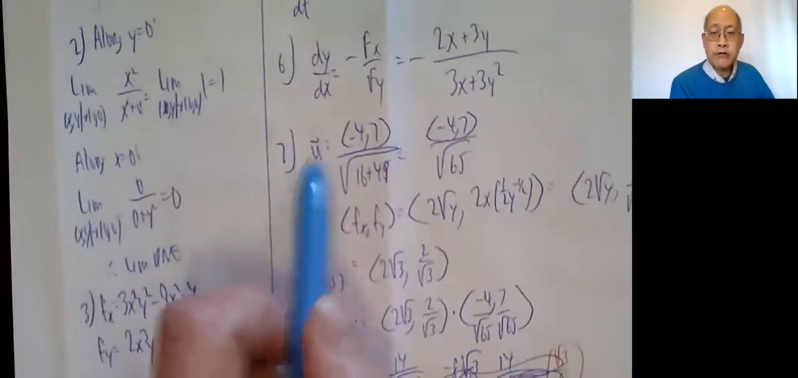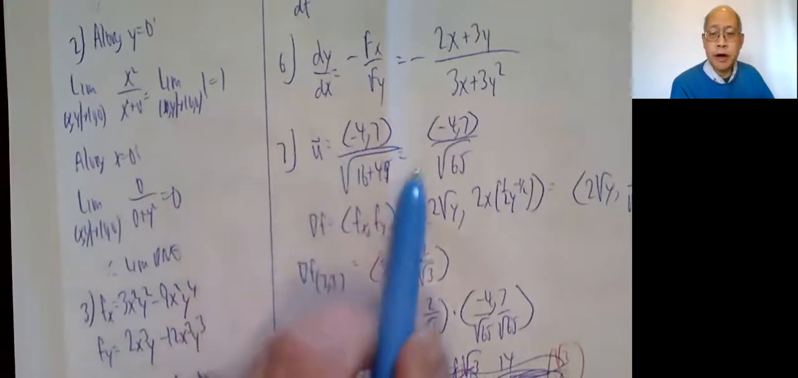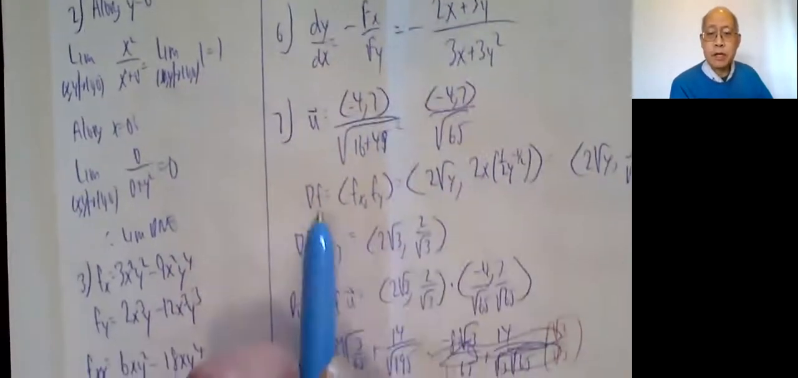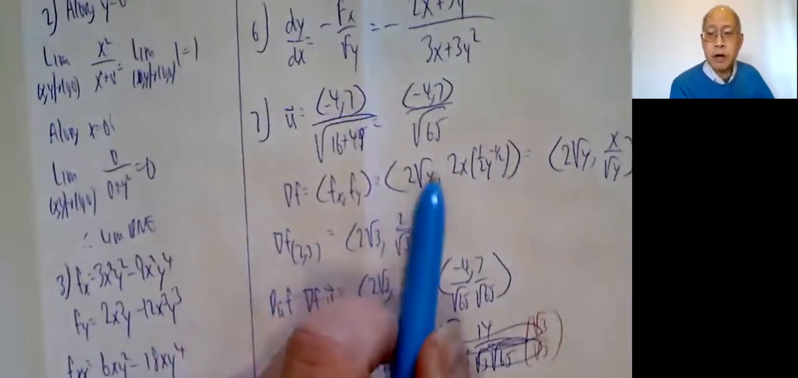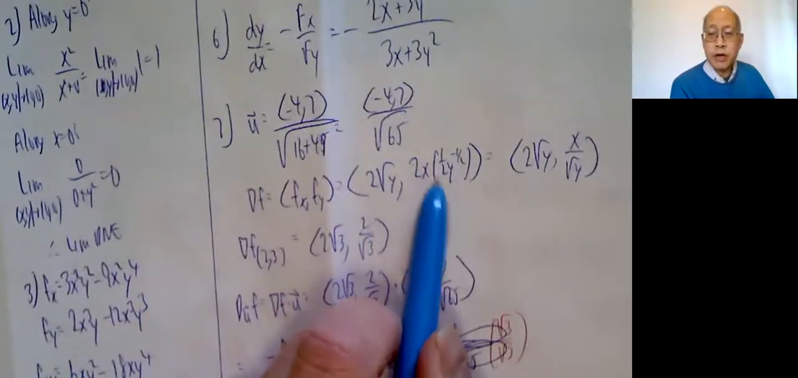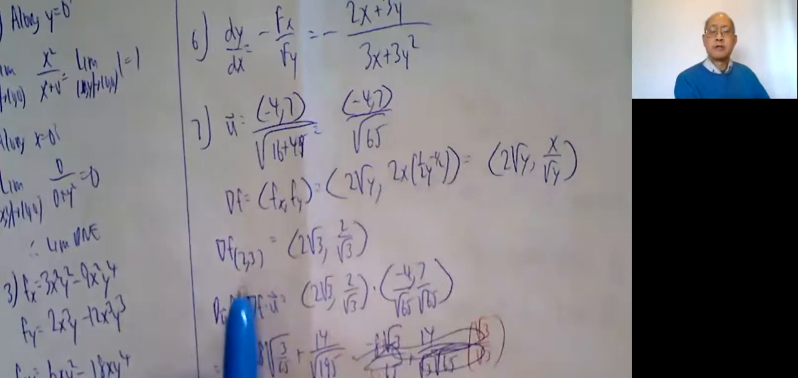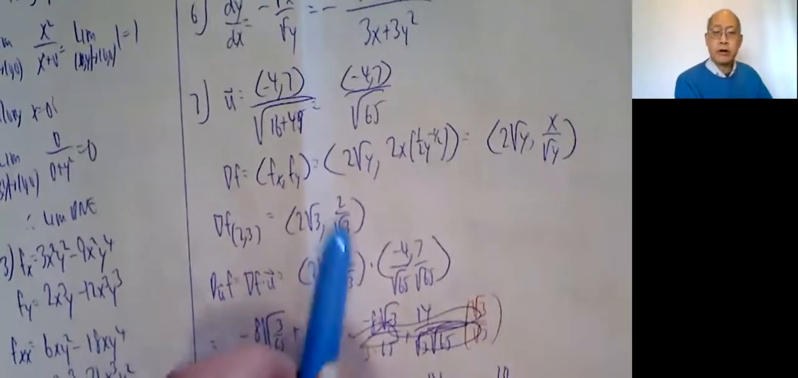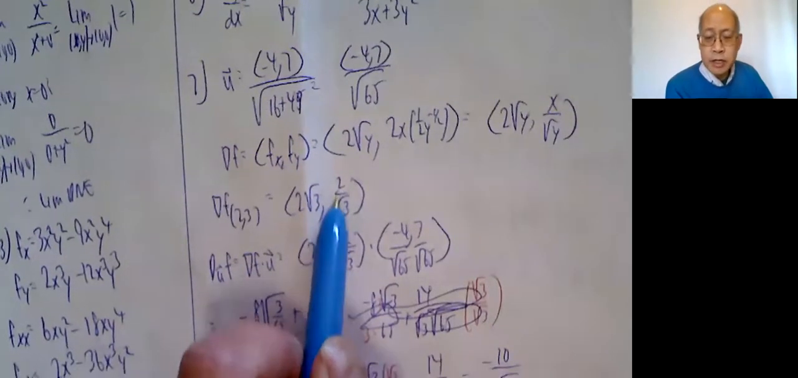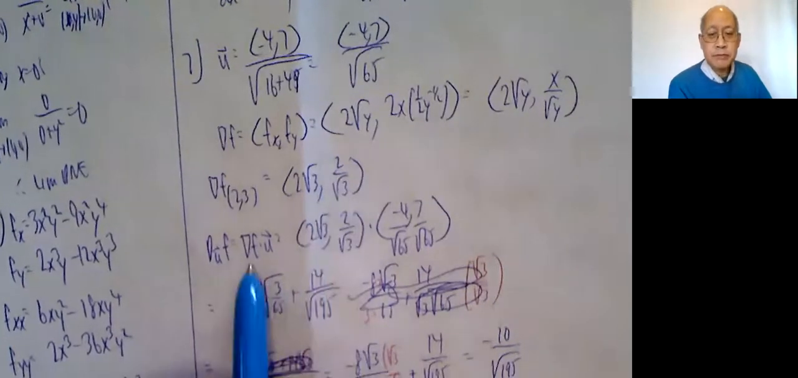Number 7, unit vector is negative 4, 7 over radical 65. Del f is 2 radical y, 2x times 1/2 y to the negative half comes out to be 2 radical y, x over radical y. Plug in 2 and 3. 2 radical 3, 2 over radical 3. So it comes out a little bit clumsy.